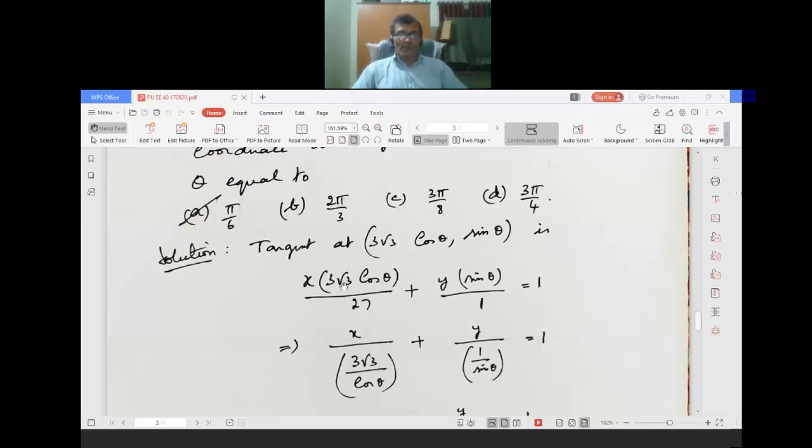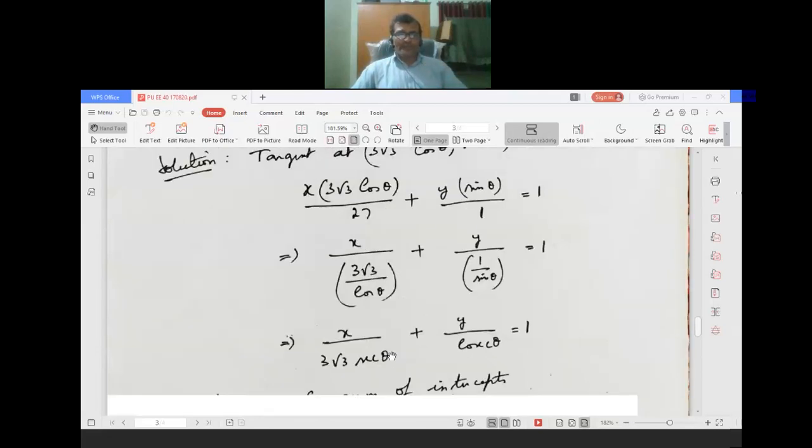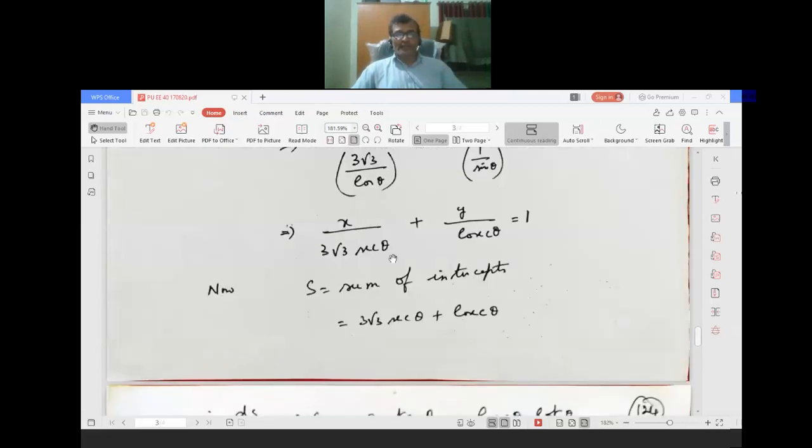So x into 3 root 3 cos theta by 27 plus y into sin theta by 1 equals 1. Simplifying, because we want to write it as x by a plus y by b equals 1, I get x by 3 root 3 secant theta plus y by cosecant theta equals 1. So the x intercept is 3 root 3 secant theta, and the y intercept is cosecant theta.